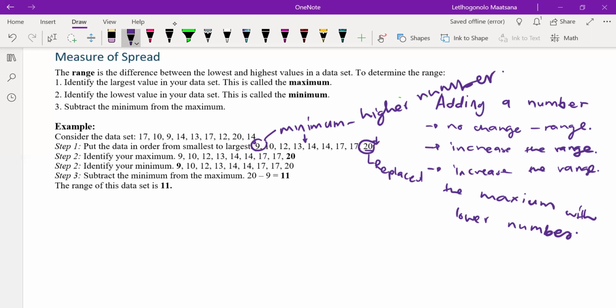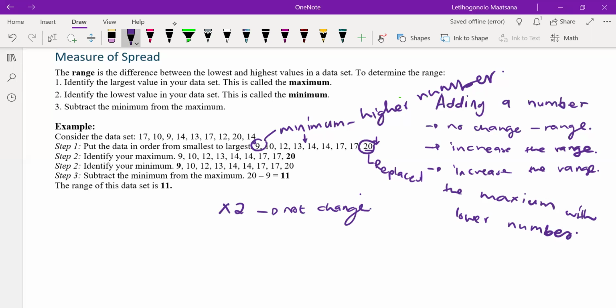We can only decrease it by replacing either our maximum with a number that is lower or our minimum with a number that is higher. Then we will get a chance to decrease the range. If you multiply all of these numbers by the same factor, the range also will not change because everything is 2 times bigger than what it was, right?